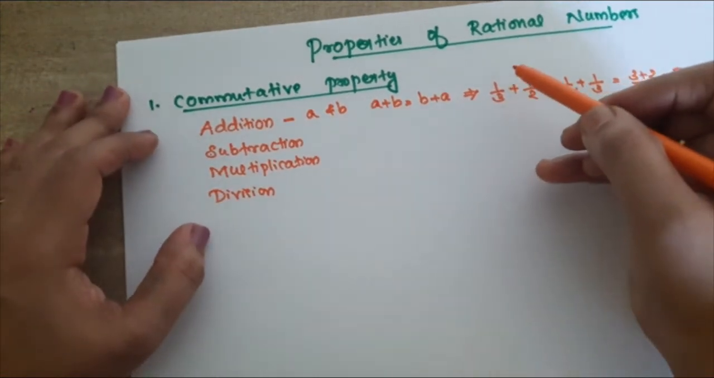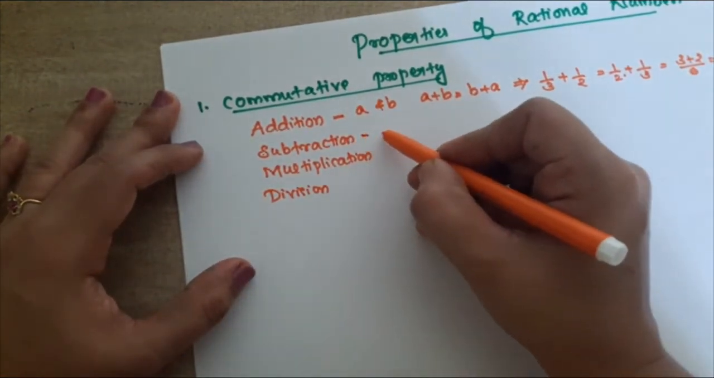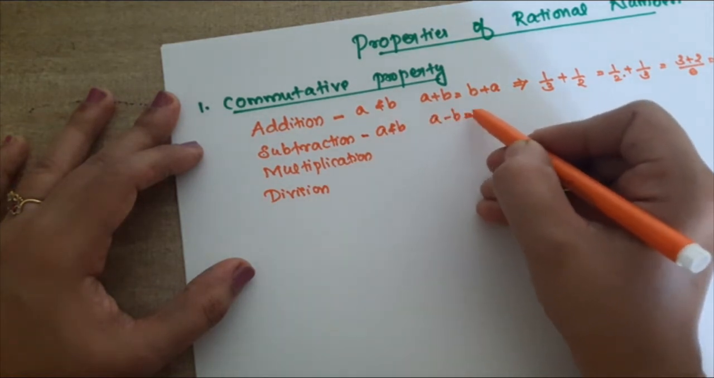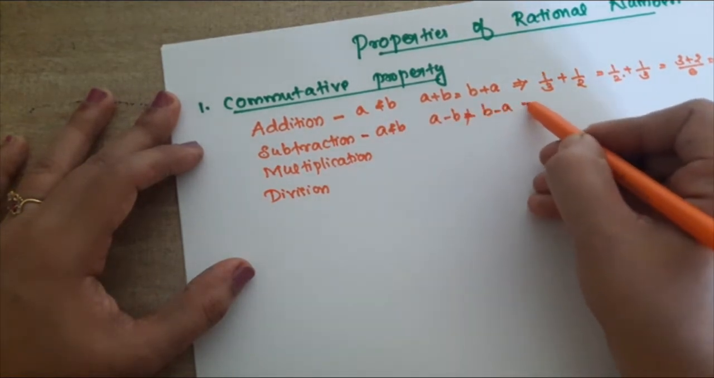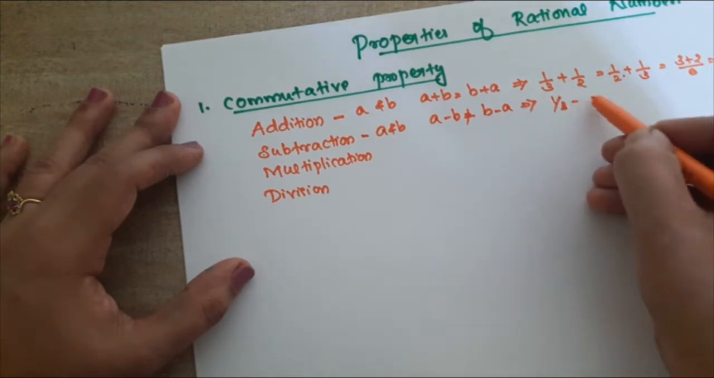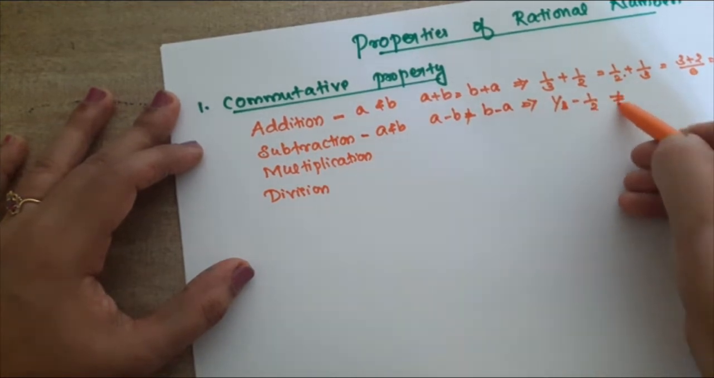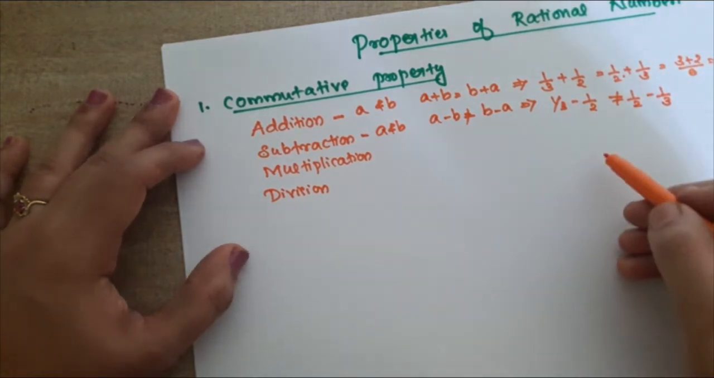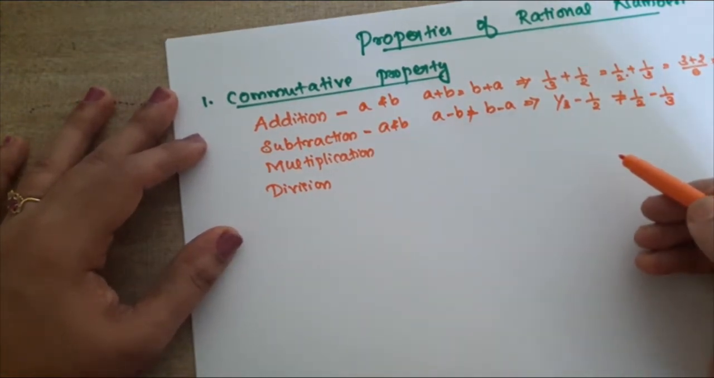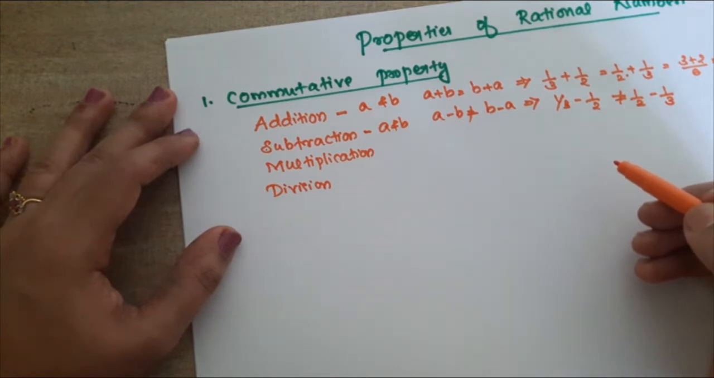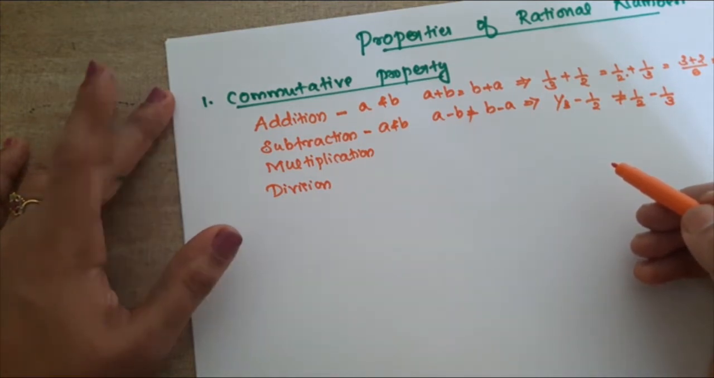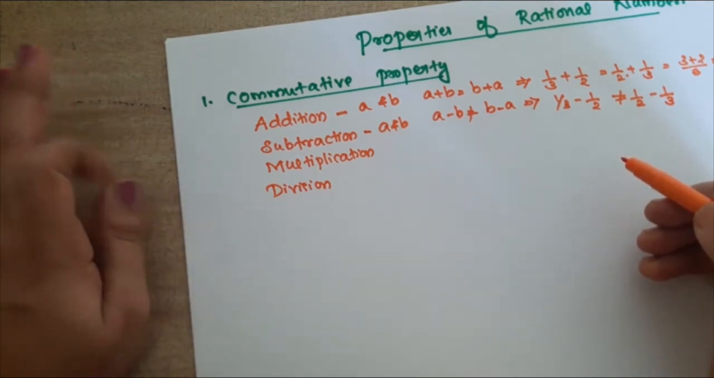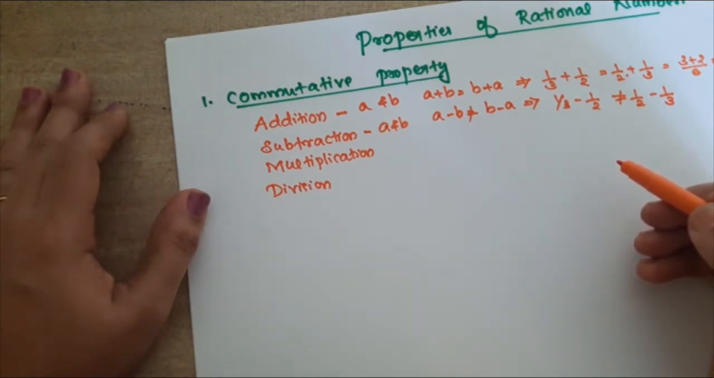Then next one is subtraction. Consider the numbers a and b. a minus b is not equal to b minus a. That means 1 by 3 minus 1 by 2 is not equal to 1 by 2 minus 1 by 3. Both have different answers, right? So the commutative property is not true for subtraction. Rational number subtraction is not obeying the commutative property.